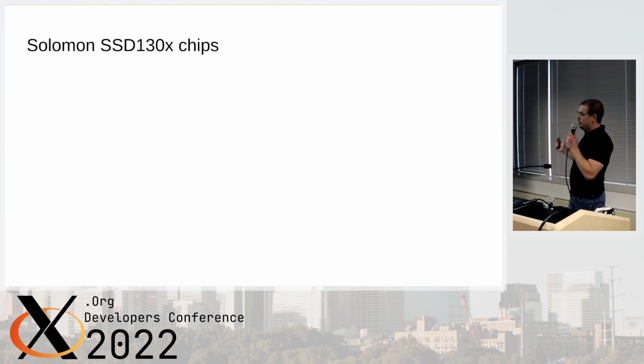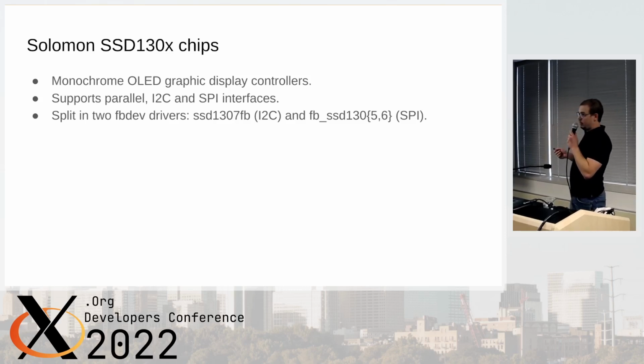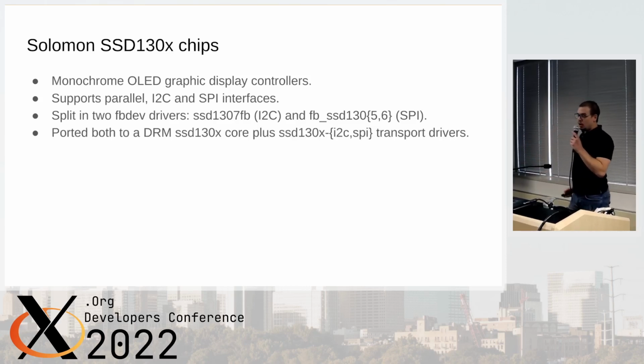These chips, the Solomon SSD130x, are a family of very simple monochrome OLED graphic display controllers. They support different transport buses like parallel, I2C, and SPI. As was mentioned, there was existing support in fbdev. It was split in two drivers actually. There was one driver in drivers/video, the SSD1307FB, that only supports I2C, and another driver in staging that also supports SPI. So what I did was to take these two drivers and port them into a single SSD130x core driver, plus some drivers for I2C and SPI.